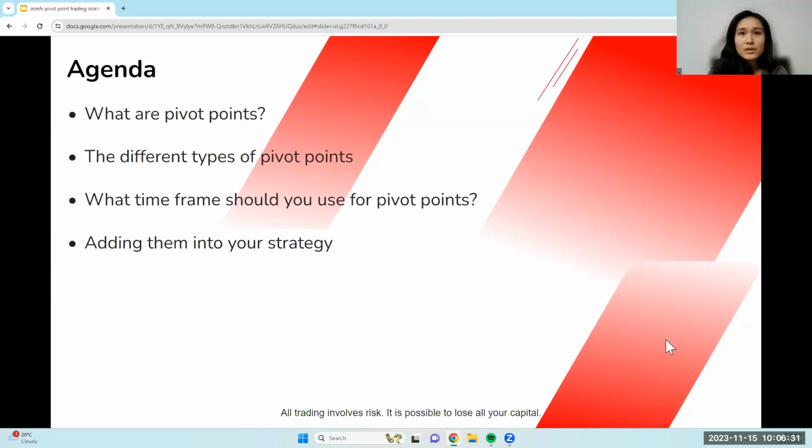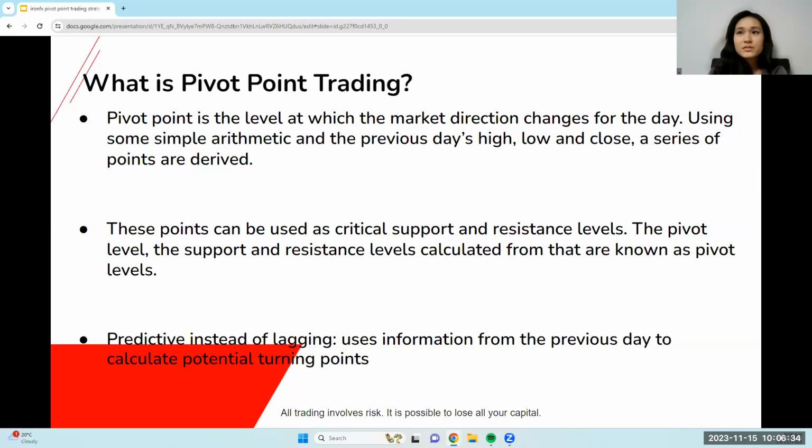So what are pivot points? A pivot point is a pretty popular trading analysis strategy that's commonly used by traders to determine potential levels of support and resistance in the market. So pivot points are basically calculated using the previous day's highs, lows, and the closing. So a series of points are derived from those values.